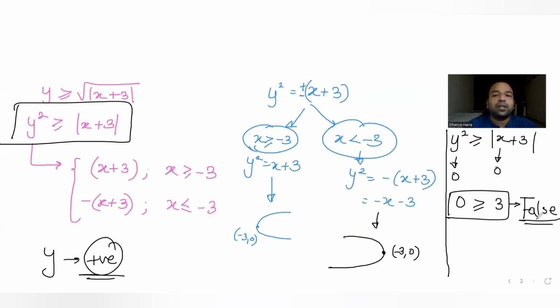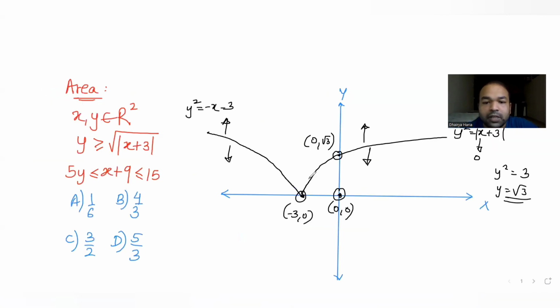When this condition is always false, that means the region where the origin lies is not our feasible region here. Because the origin does not satisfy it, the region won't be below the parabola, it will be above the parabola. So when I see the common region after plotting the two curves, I understand the common region will be above the parabola like this. So this will be the common region.